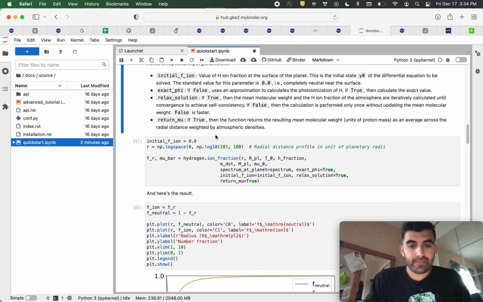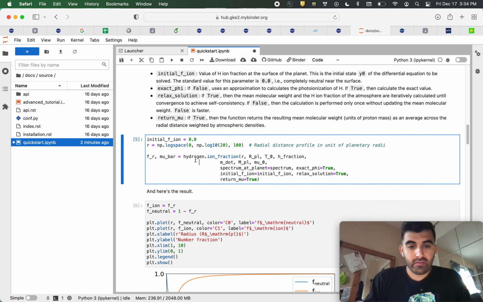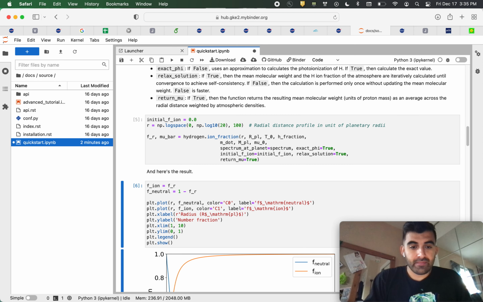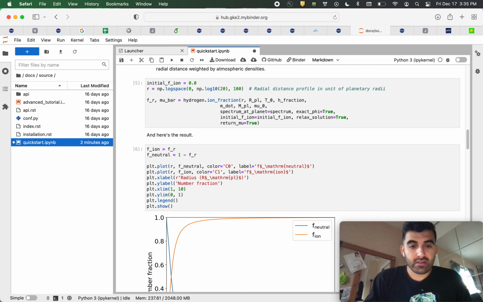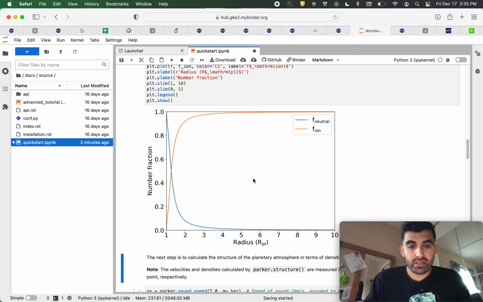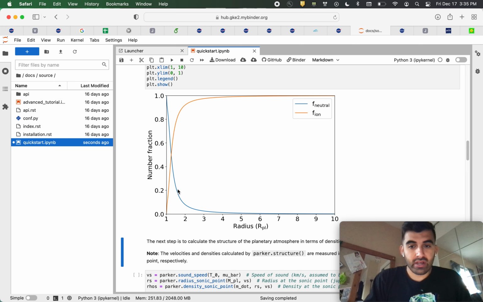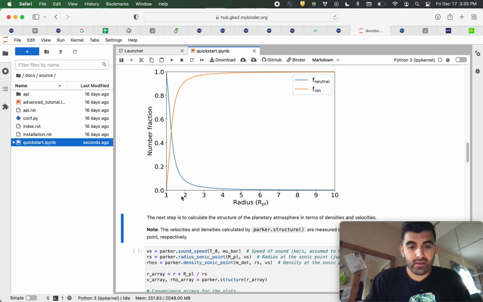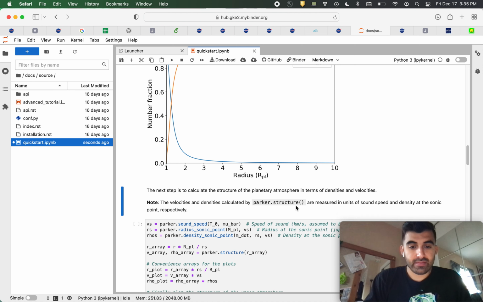So in order to do that, we go down here. We're going to use this hydrogen dot ion fraction, which essentially is that equation, and we're going to give it all of these input parameters that we defined up above. We're going to run that, and then down here, we're actually going to see what that looks like. So in this distribution, we have the number fraction, and the blue line is neutral hydrogen, and the orange line is ion hydrogen as a function of radius of the planet.